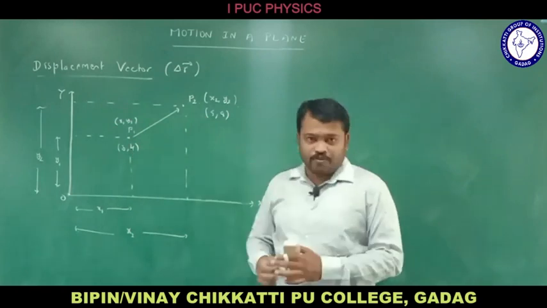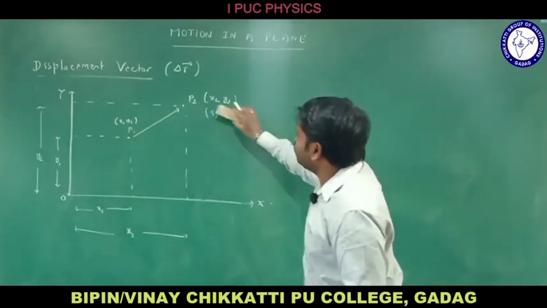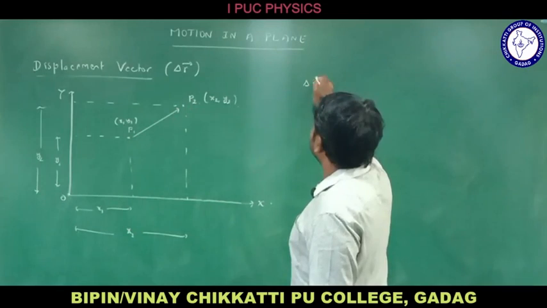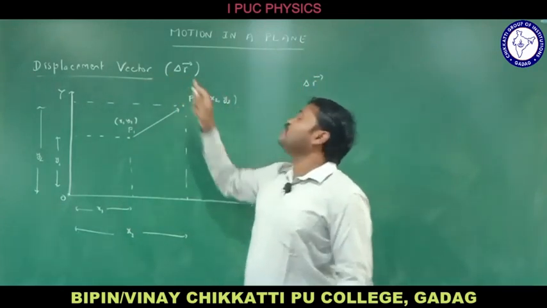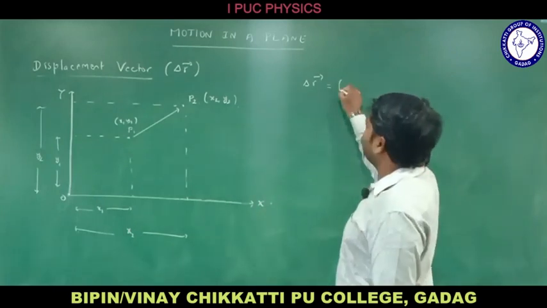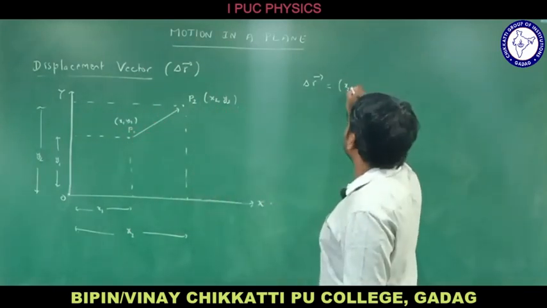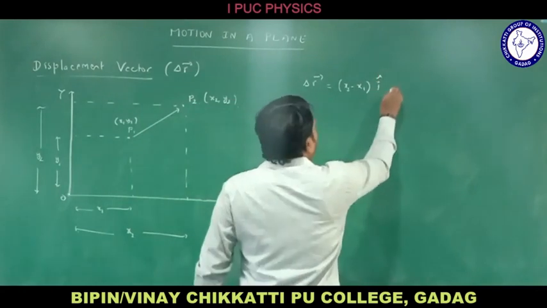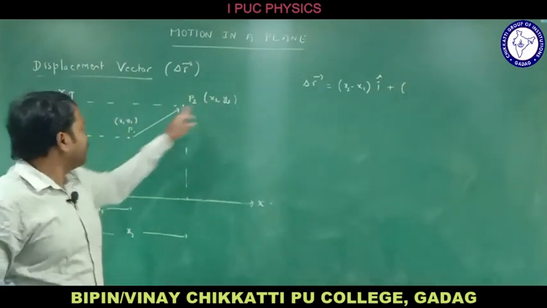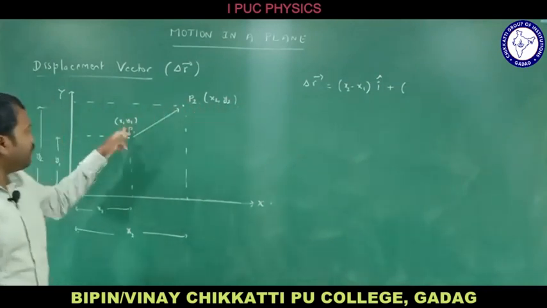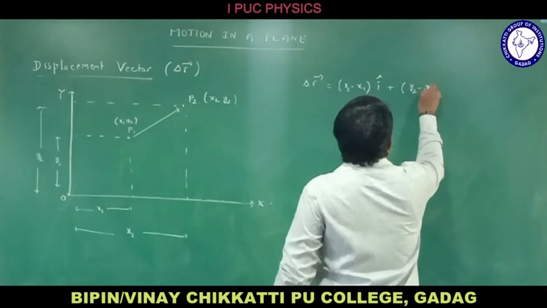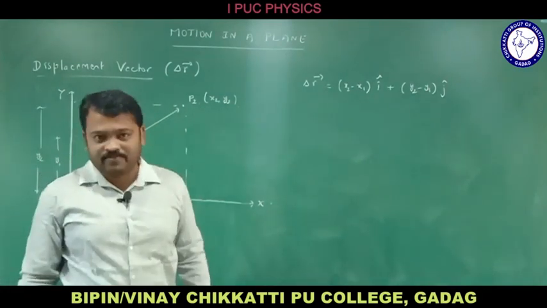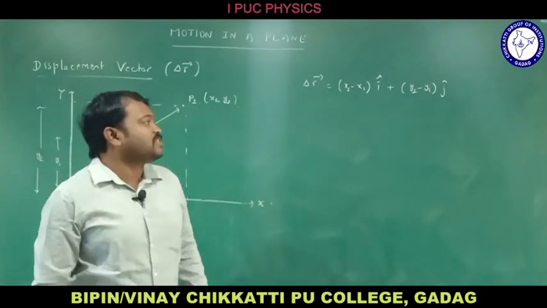So 8 minus 4. Always we represent it like this. So how much did the particle move from P1 to P2? That is delta r cap. This is how we represent the displacement vector. So delta r cap is equal to x2 minus x1 along the x-axis, and the unit vector along the x-axis is i cap. Plus, along the y-axis, this is y2 and this is y1, we need to subtract, so y2 minus y1 along the y-axis, and we represent the unit vector along the y-axis as j cap. So delta r cap equals x2 minus x1 i cap plus y2 minus y1 j cap.